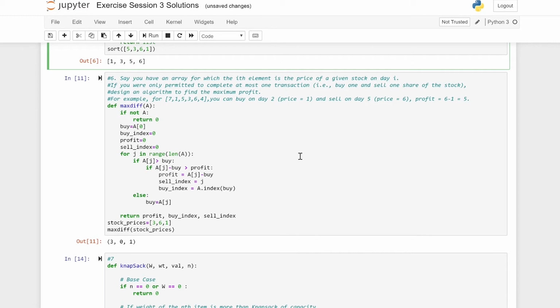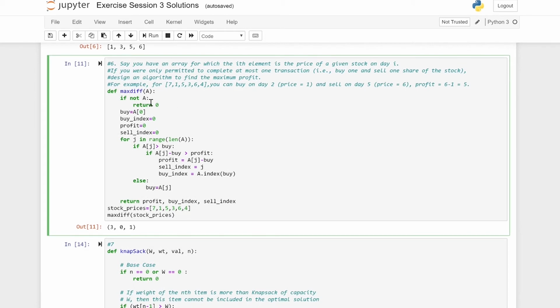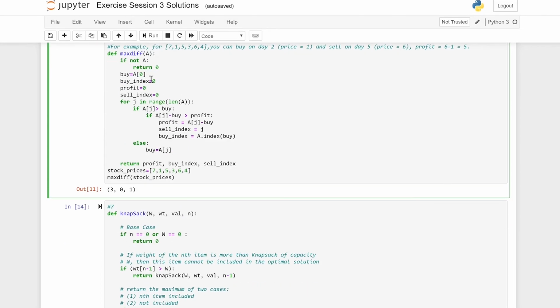In question 6, say you have an array for which the ith element is the price of a given stock on day i. If you were only permitted to complete at most one transaction, if A is empty, then it's going to return 0. Our buy index is 0 and our buying price right now is 7, the first element of the array, and our profit is 0 and our selling index is the same index as the buying index. That's the default, that's the starting point, and we will see how we can improve this.